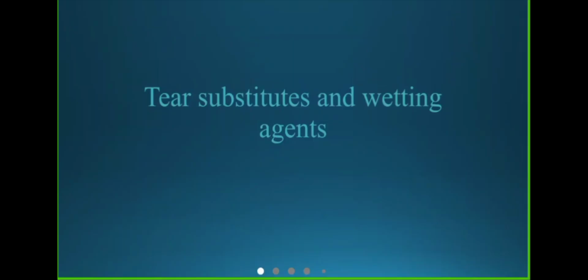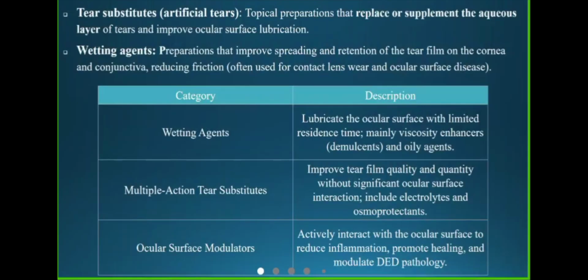So the next topic is the tear substitutes and the wetting agents. So what are these tear substitutes? These tear substitutes are topical preparations that replace or supplement the aqueous layer of the tears and improve ocular surface lubrication. They basically include wetting agents, multiple action tear substitutes, and ocular surface modulators.